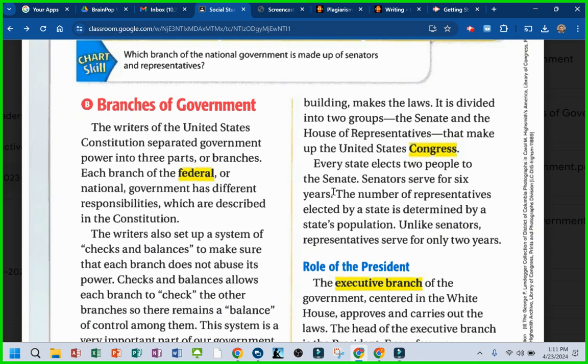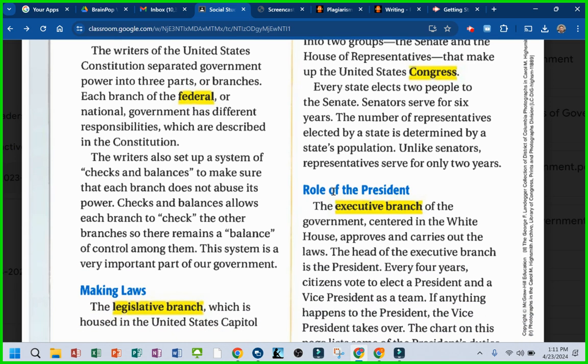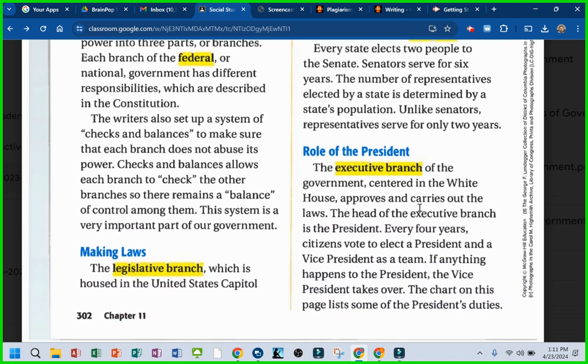Every state elects 2 people to the Senate. Senators serve for 6 years. The number of representatives elected by the state is determined by a state's population. Unlike senators, representatives serve for only 2 years.